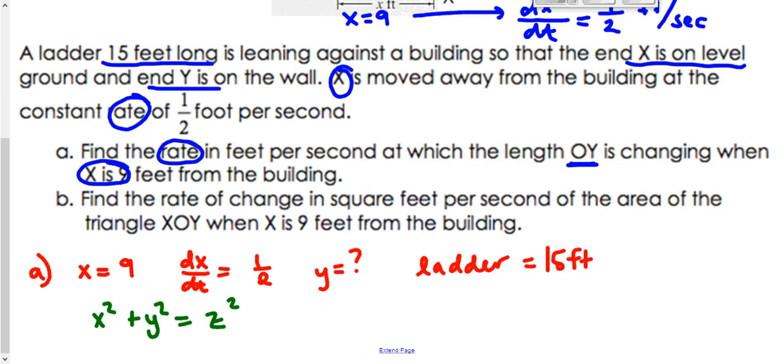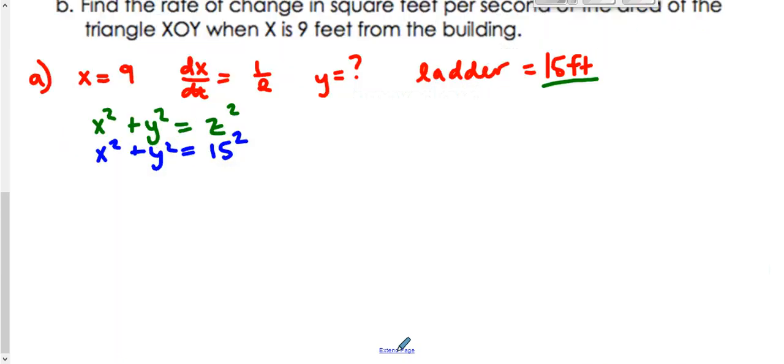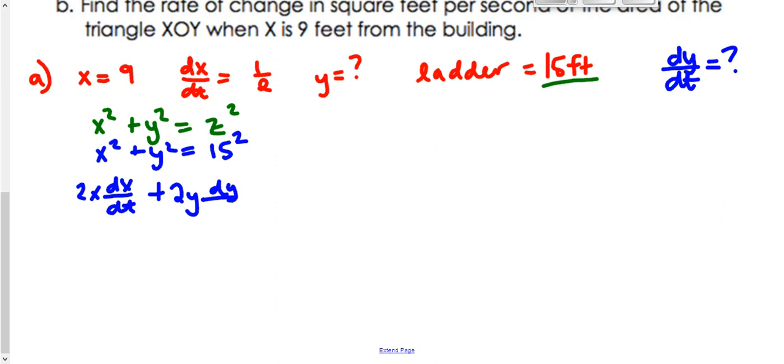Anything that does not change, well, we do. We have a ladder, 15 feet. That does not change. So before we even take the derivative, we're going to plug that in. We're going to get x squared plus y squared equals 15 squared. So we are looking for dy/dt, so I'm going to write that here before we forget. When we take our derivative, we have 2x dx/dt plus 2y dy/dt equals the derivative of a number, 0.